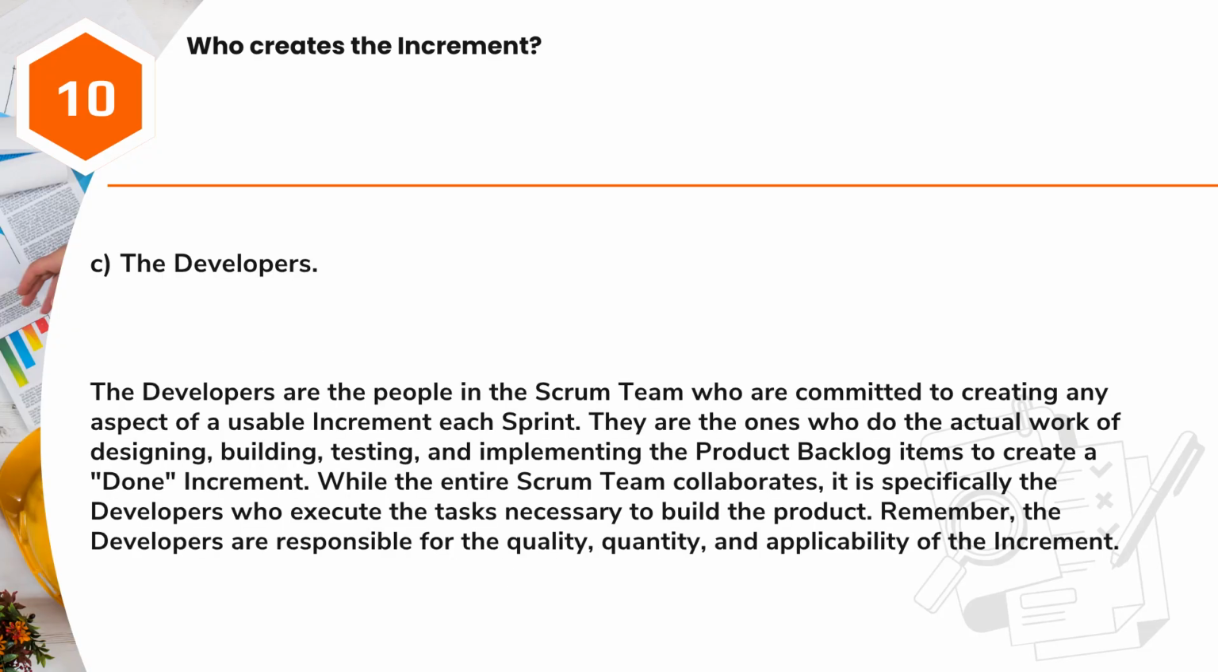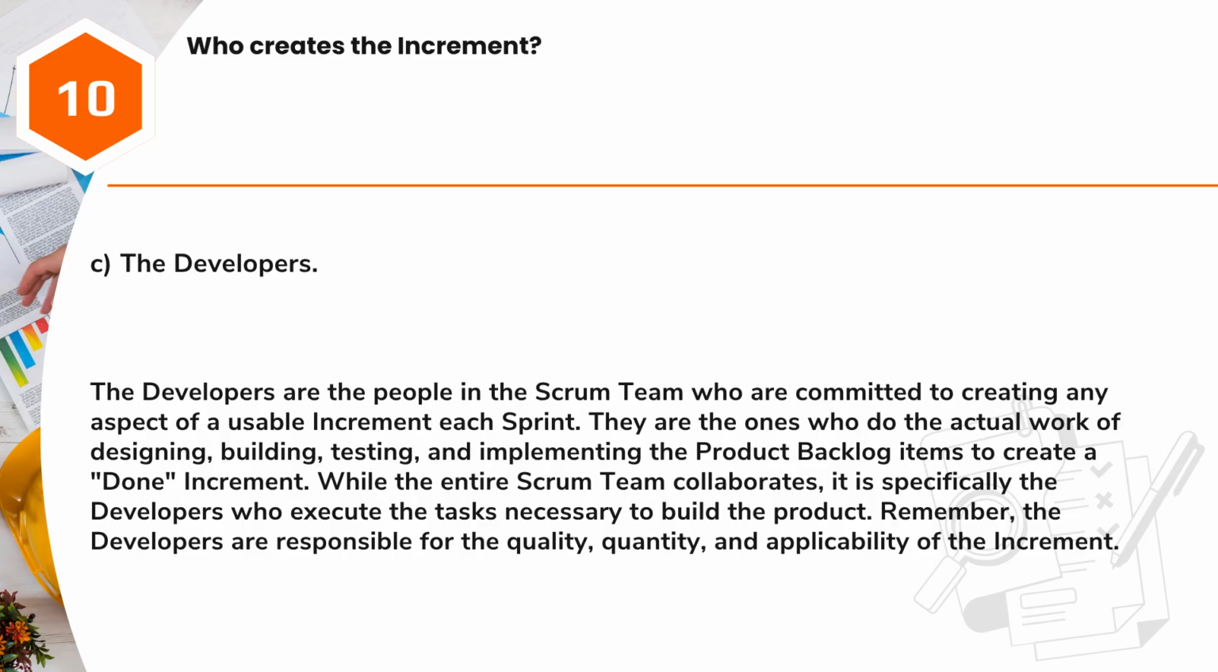Answer: C. The developers. The developers are the people in the Scrum team who are committed to creating any aspect of a usable increment each sprint. They are the ones who do the actual work of designing, building, testing, and implementing the product backlog items to create a done increment.